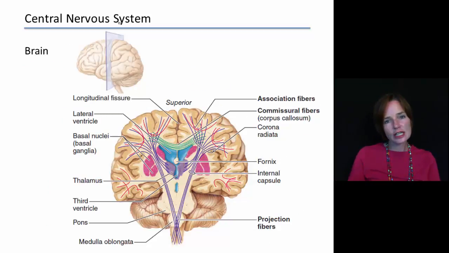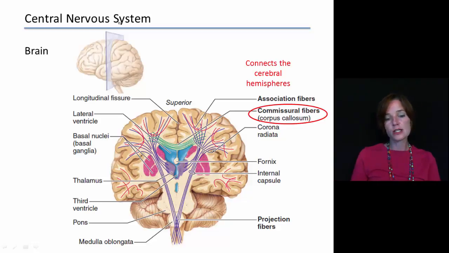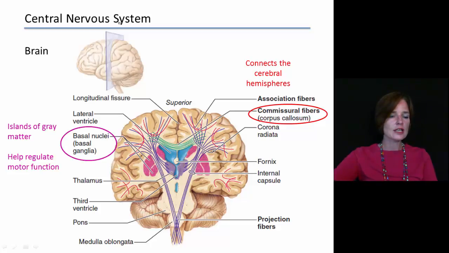If we look at another sectioning of the brain, in this image here, we can see a lot of the fibers that are involved in connecting together the different parts of the brain. We have the commissural fibers. These are responsible for connecting the cerebral hemispheres. And then we have what are called basal nuclei or basal ganglia. These are islands of gray matter, and they help regulate motor function.